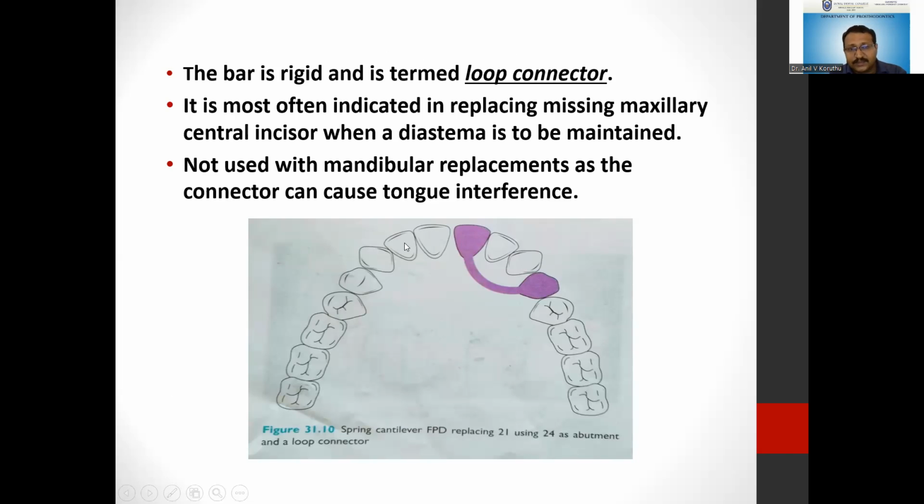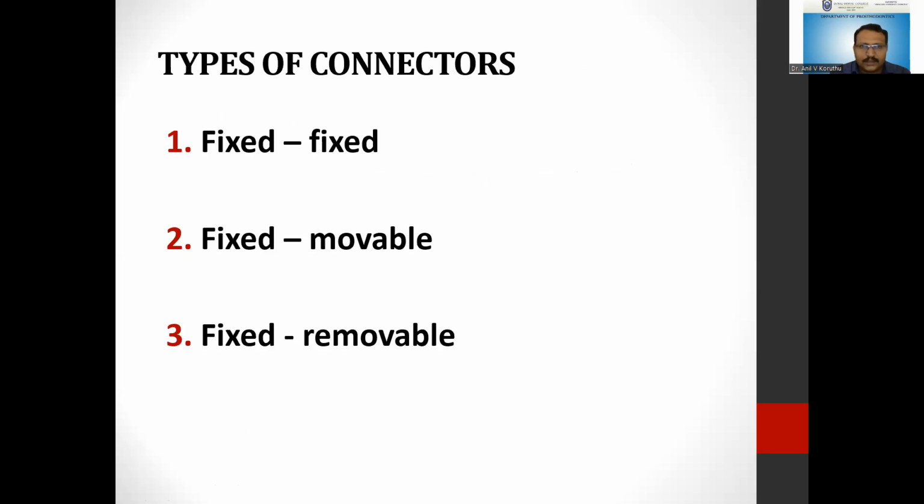But the disadvantage of this is it might interfere with the tongue. Since this bar is touching the palate and running, it might cause irritation. And coming to the types of connectors, what are the different types?